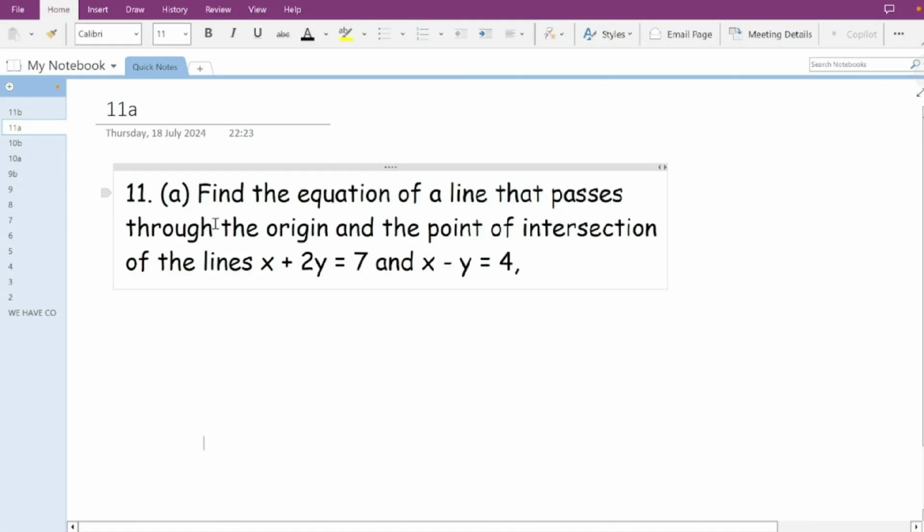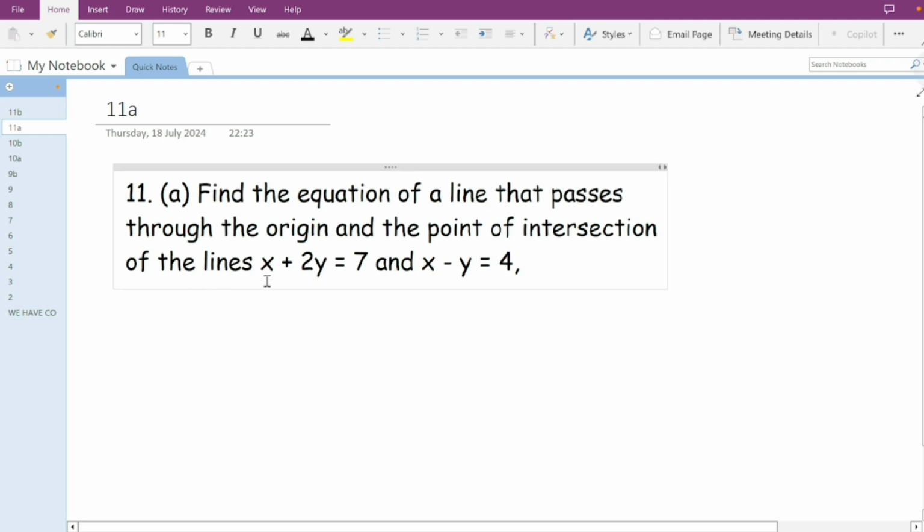Question 11a. Find the equation of a line that passes through the origin. You know what the origin is? It's the 0, 0 point on your graph. And the point of intersection of the lines, that's the point where these two lines meet: lines x plus 2y equals 7 and x minus y equals 4.